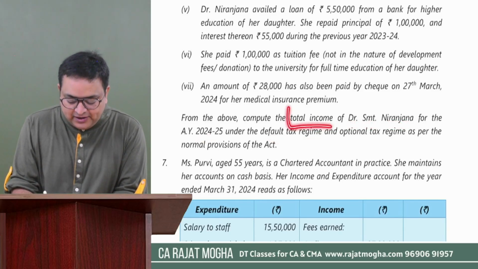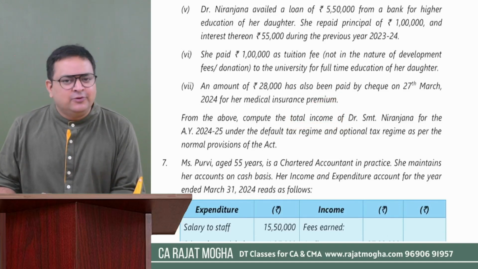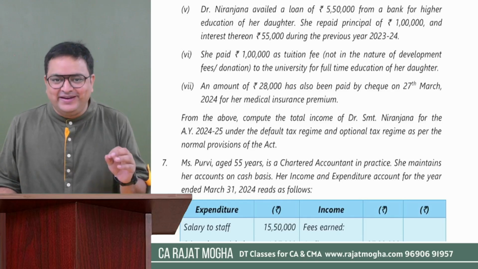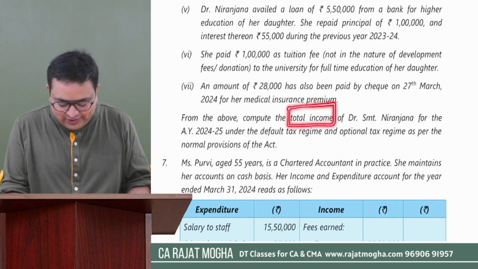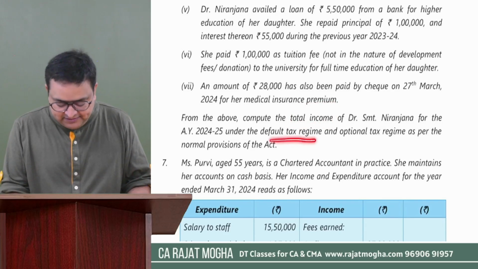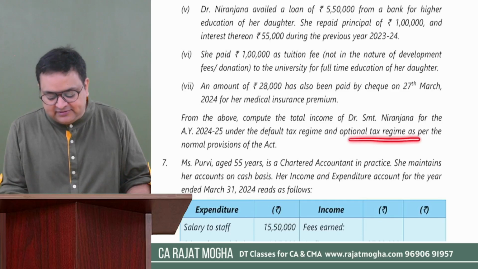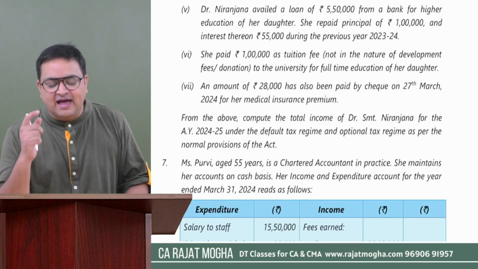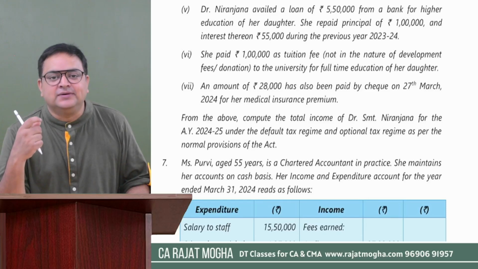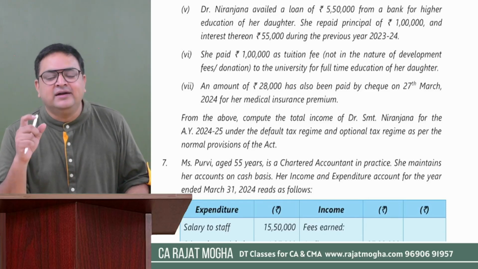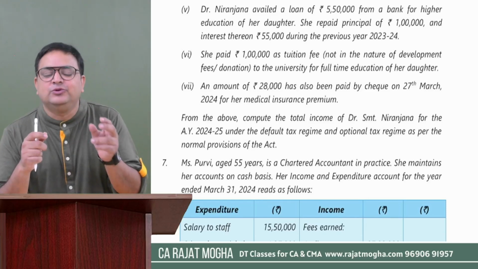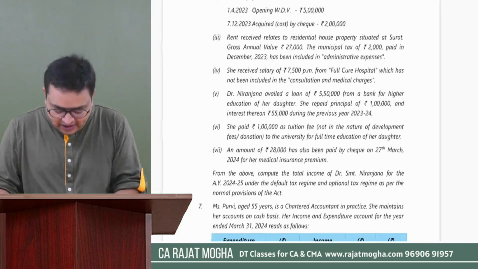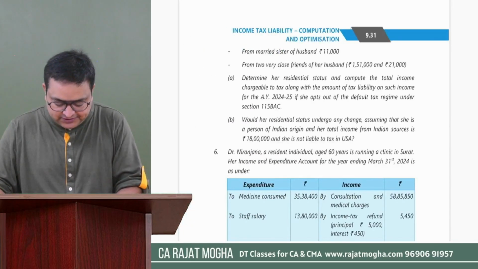Okay, so we have to calculate the total income. Should we calculate the tax liability also? The answer is no, because the examiner wants just the total income. So you have to compute the total income under the default tax regime, and the optional tax regime also, as per the normal provisions of the Income Tax Act. So the examiner requires us to calculate the total income by using both regimes, the normal regime as well as the default tax regime. Correct? So now we will start with the question.